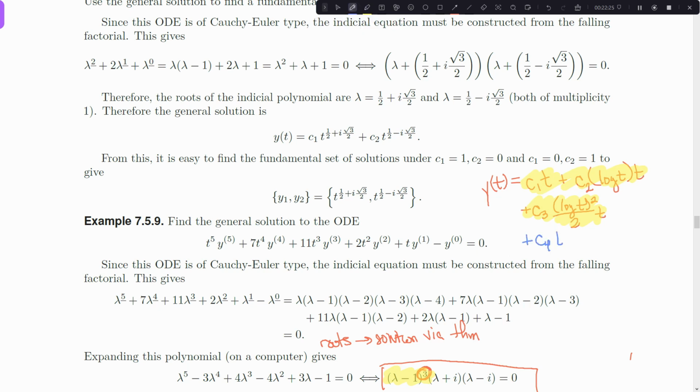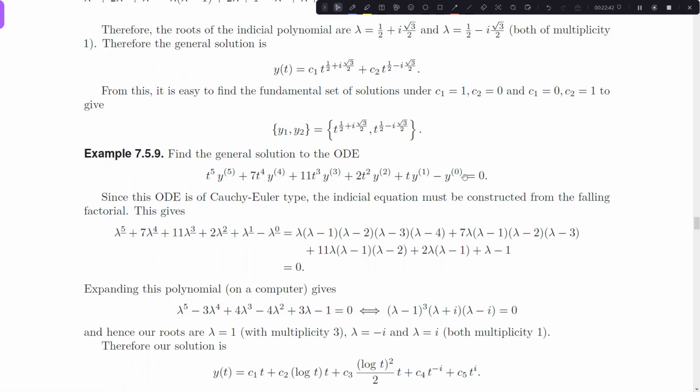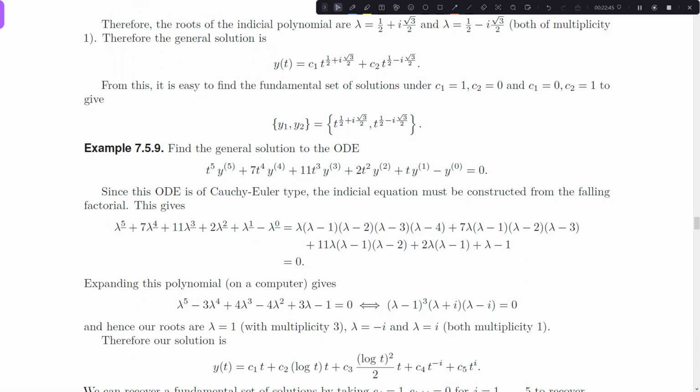It's just C4 t to the minus i power plus C5 t to the i power, because those are both multiplicity 1. So there's my general solution, extracted from those roots using my theorem. And I can scroll down and see that that's what I recovered right there as well.